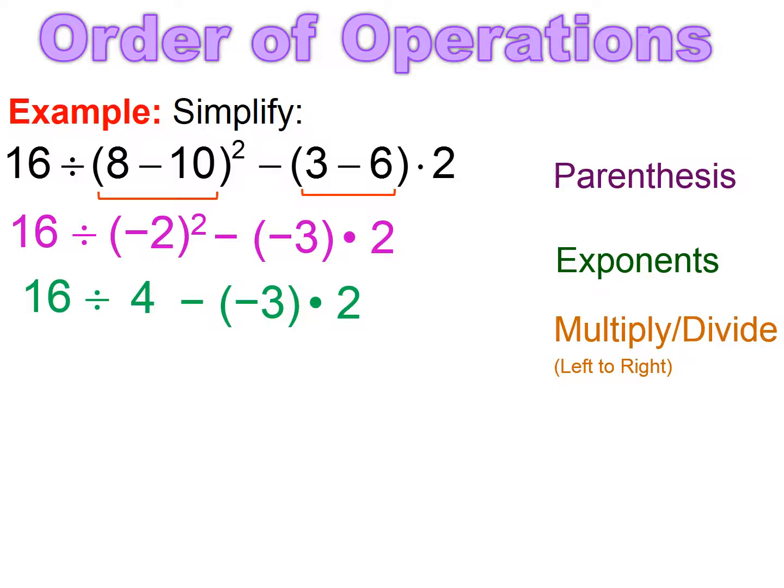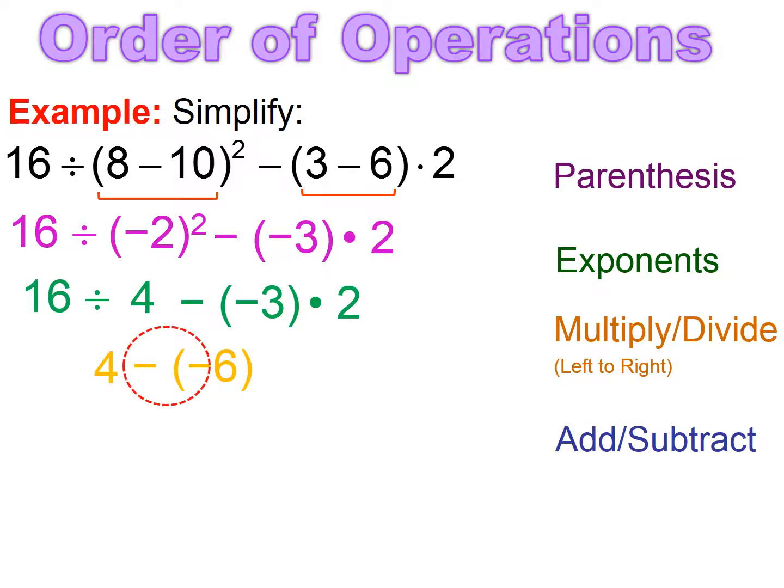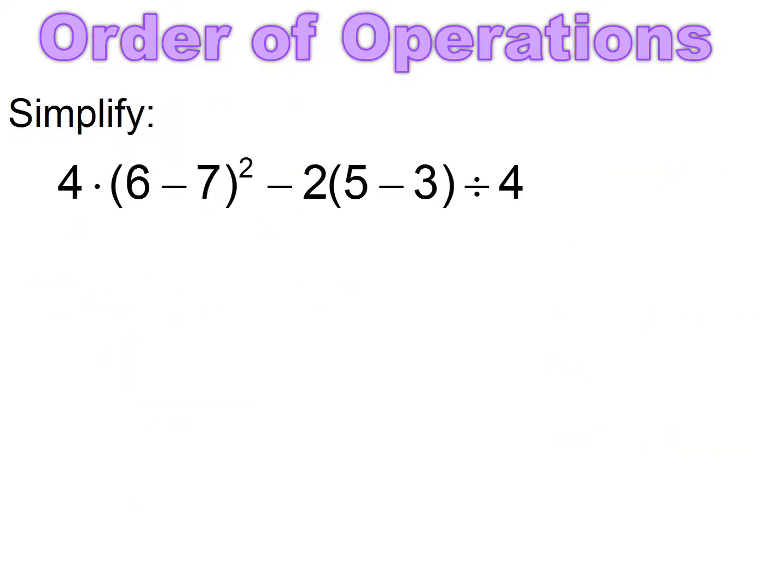Now I'll work with the multiplication and division from left to right. So I'm working from left to right with the multiplication and division. I have 16 divided by 4 is 4. I have a negative 3 times 2 is a negative 6. And now I see that double negative. The double negative will change to a plus, and I end up with 4 plus 6 is 10. So be careful, stay organized when you're working these order of operation problems, and you'll end up with the correct result. Pause and try.